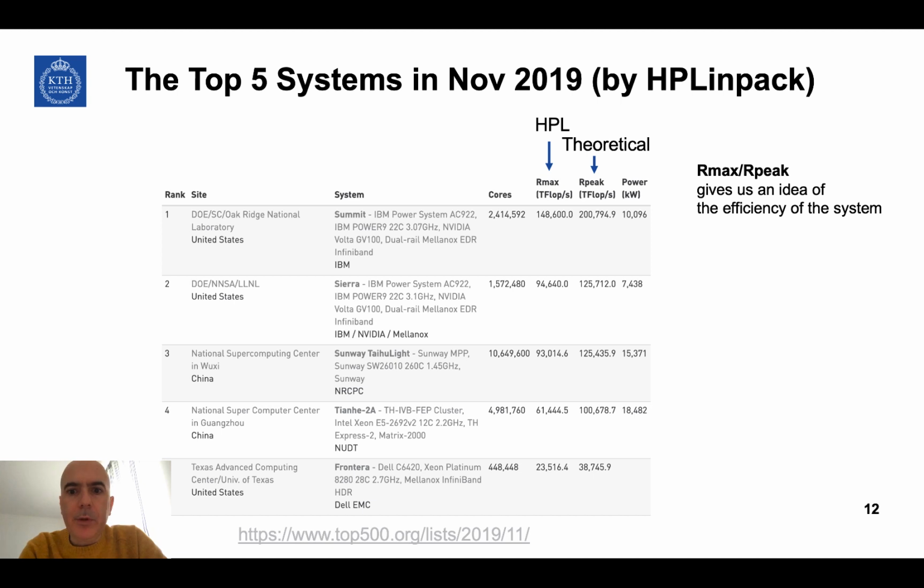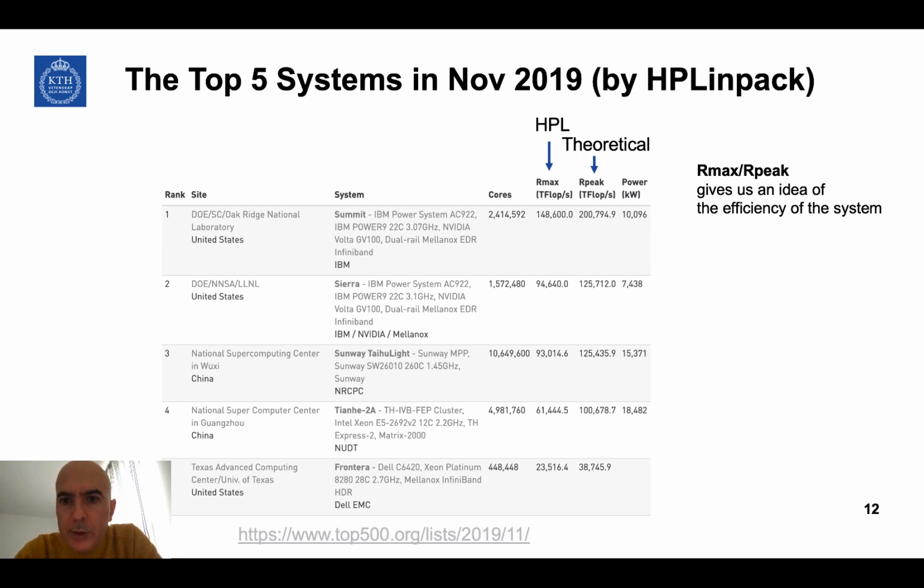What is the performance of the HPL? This is the Rmax here, which is in teraflops per second. This is the number that we get from running the HPL on that particular system.